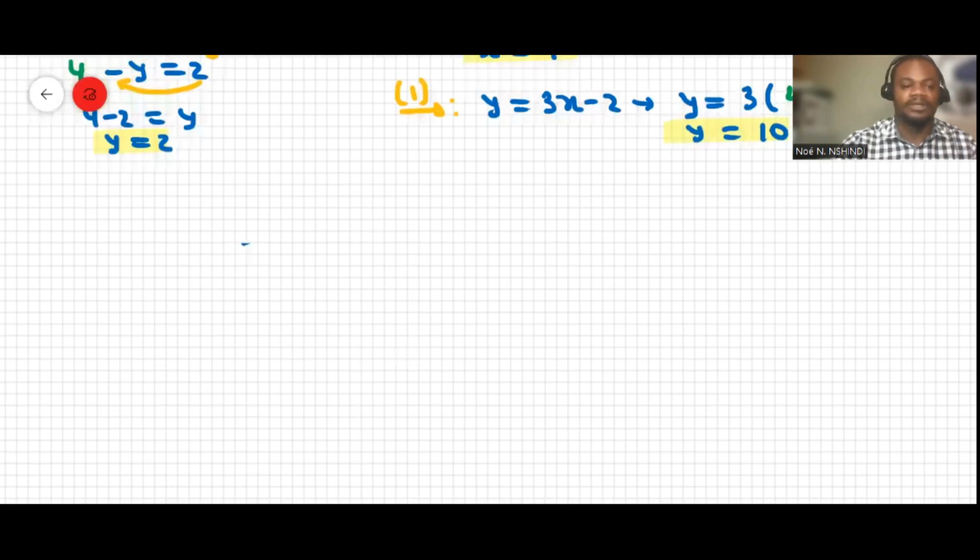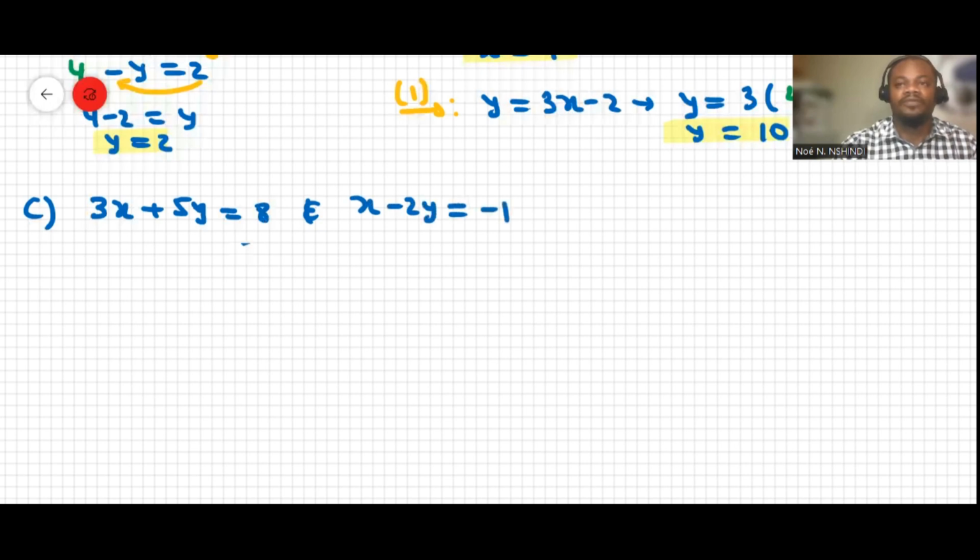Let me write. C, the equations are 3x plus 5y equal 8, and x minus 2y equal to negative 1. Now, as I was saying, we can move the negative 2y over from equation 2. So this is equation 1 and that's equation 2. Now, equation 2 will become x equal to 2y minus 1.